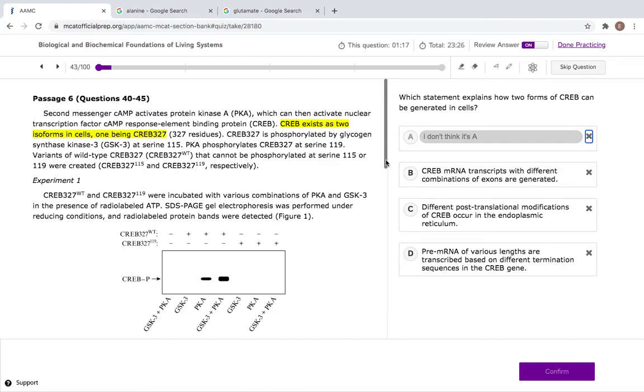Okay, this requires some background knowledge. Gene expression. The central dogma is DNA becomes RNA, RNA becomes mRNA, introns get spliced out, and then mRNA gets translated into a protein. We can make different forms of protein with different exons. So this makes sense. Different post-translational modifications of CREB occur in the endoplasmic reticulum. Okay.